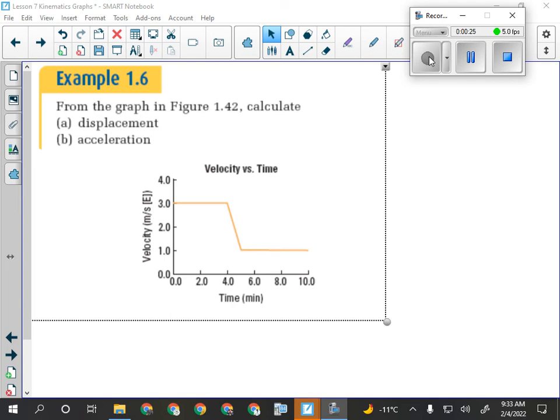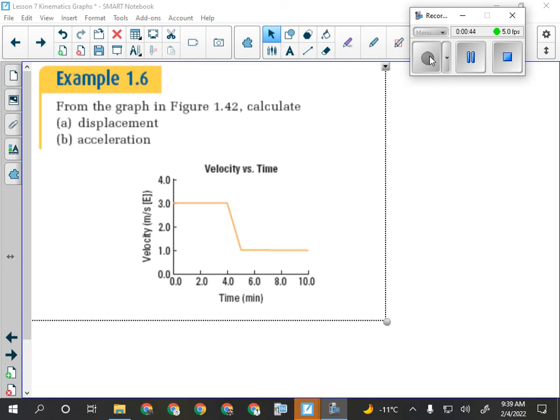So what I would like you to do to start off, while I get the attendance done, is give this question a try. It's a velocity versus time graph. These are exactly the calculations we worked on yesterday. I want you to calculate the total displacement and the average acceleration over the whole trip.